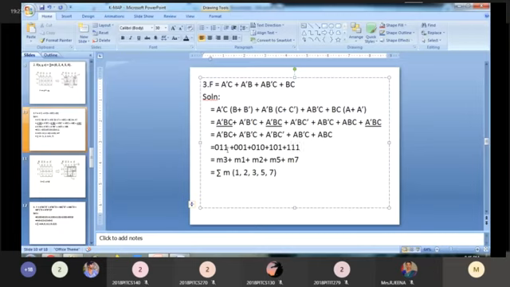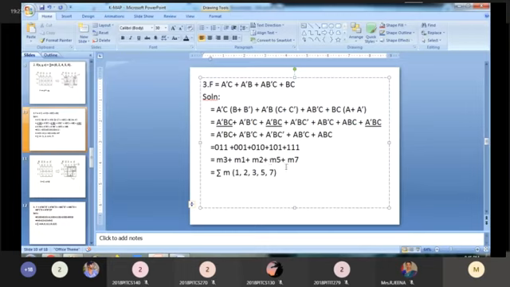Now you have to take the decimal value for this binary number. What is the value for 0, 1, 1? M3. 0, 0, 1 means M1. This is M2, M5, M7. So your answer is summation M of 1, 2, 3, 5, 7.